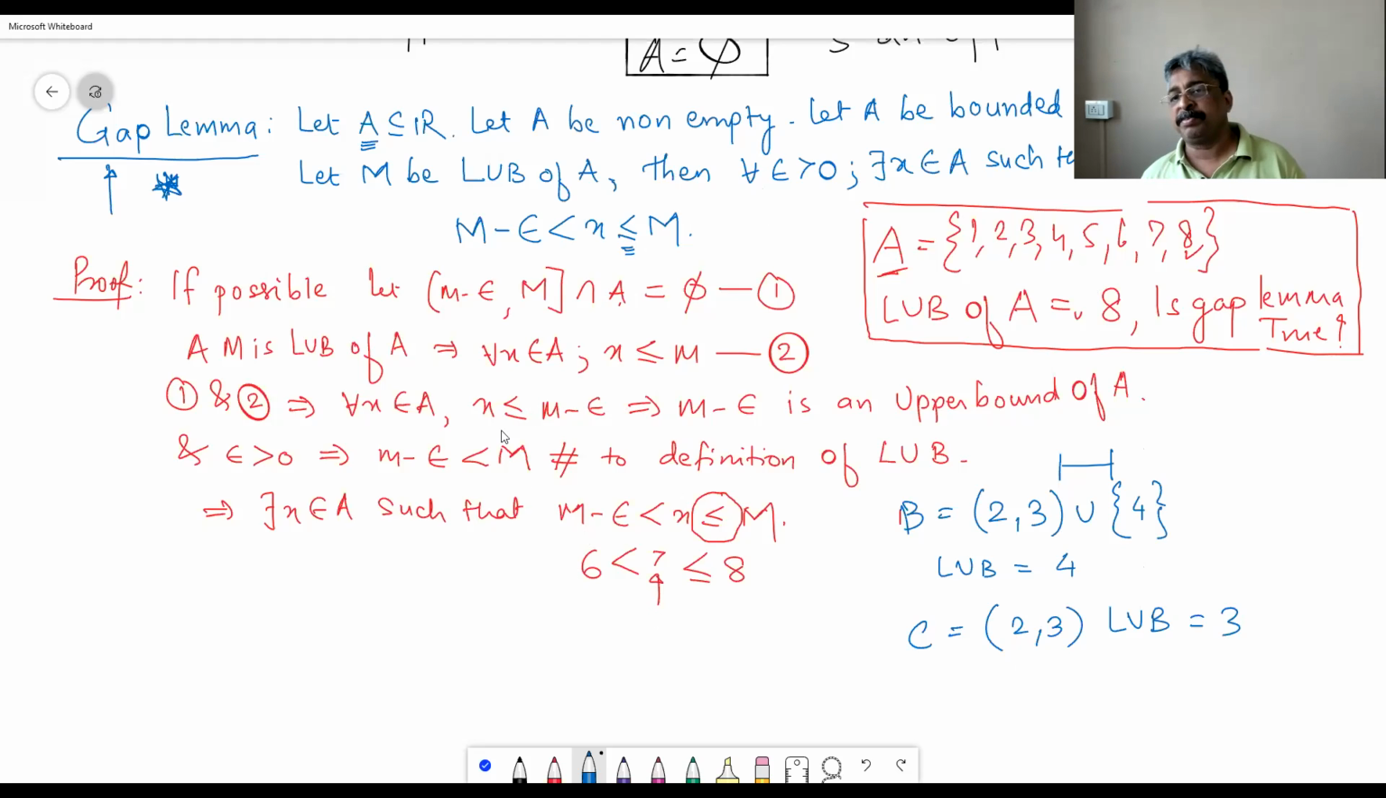It is a contradiction to the definition of LUB. If you happen to have somebody which is an upper bound and smaller than LUB, then that fellow must have been LUB. Why is it capital M, LUB? M minus epsilon must have been LUB. That is what the proof is on this.